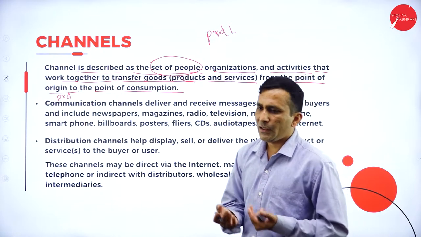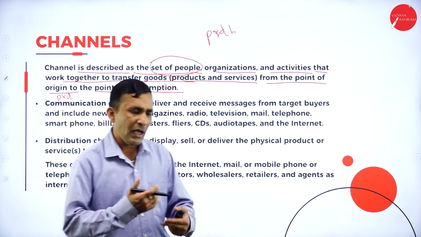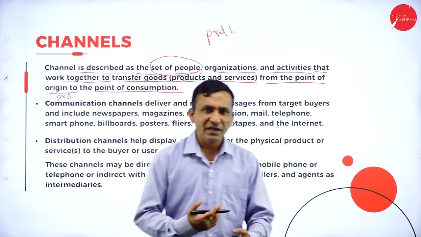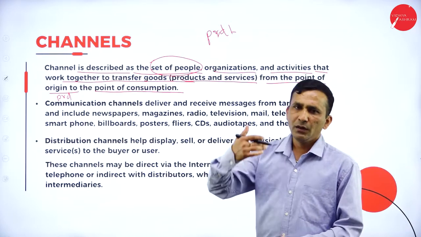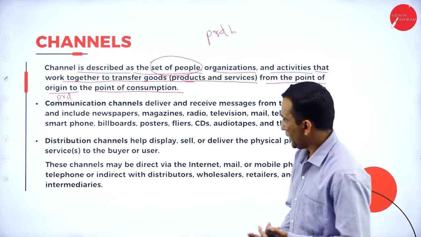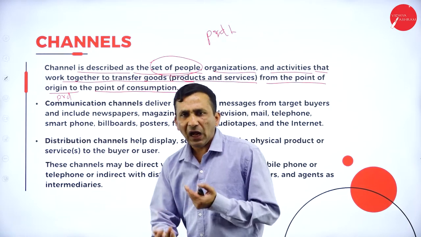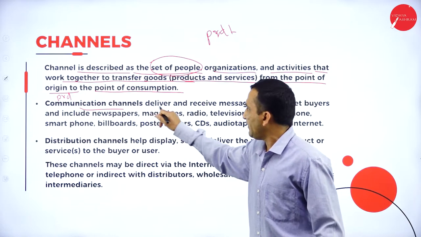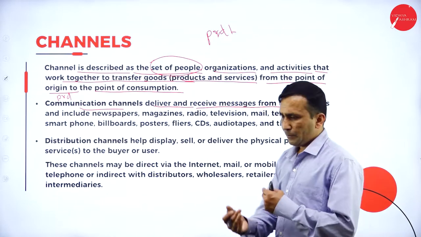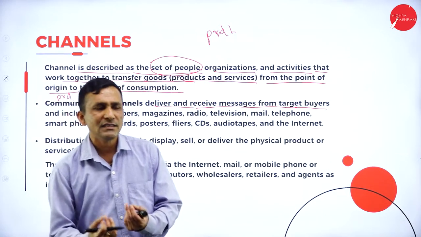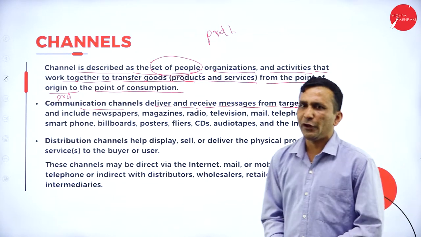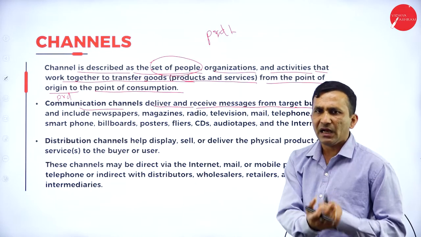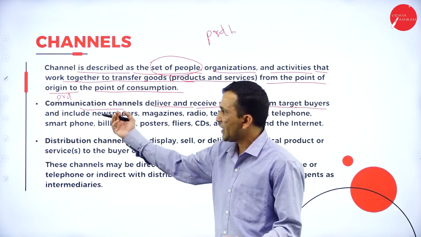The producer produces the product or provides the service, and with the help of a channel, it can be a communication channel, a distribution channel, or a service channel, the product moves from the production point to the end consumption point. Clear? How is the communication channel related to the core marketing concept? Very important here: the communication channel delivers and receives messages from the target buyer. What exactly customers are expecting, when they can get the information, what kind of product they give priority to, how they get information, how their message is conveyed, and how we as businessmen collect messages from the buyer, all the process related to the communication channel.